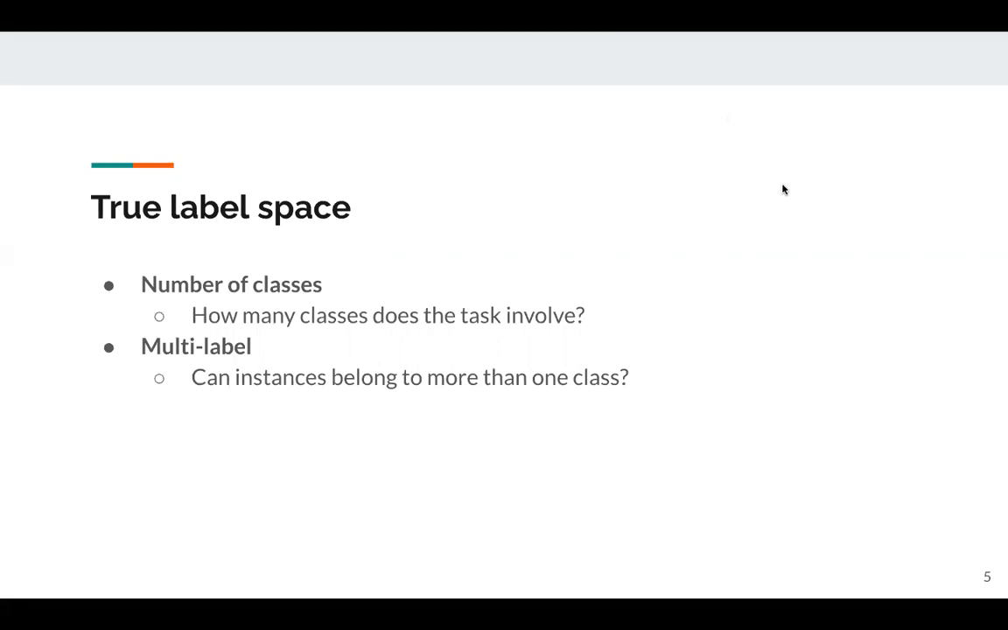For example, in images of people, do we expect every image to contain just 1 face, or do we expect to see more than 1 faces? The true label space is usually defined by the task and its nature.